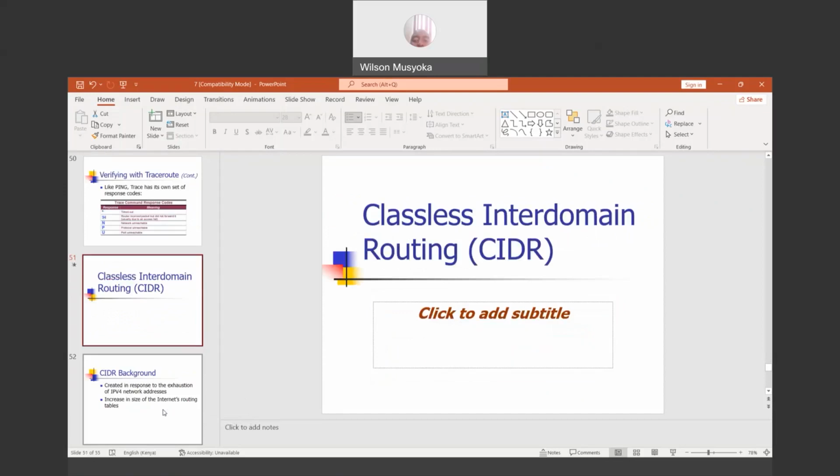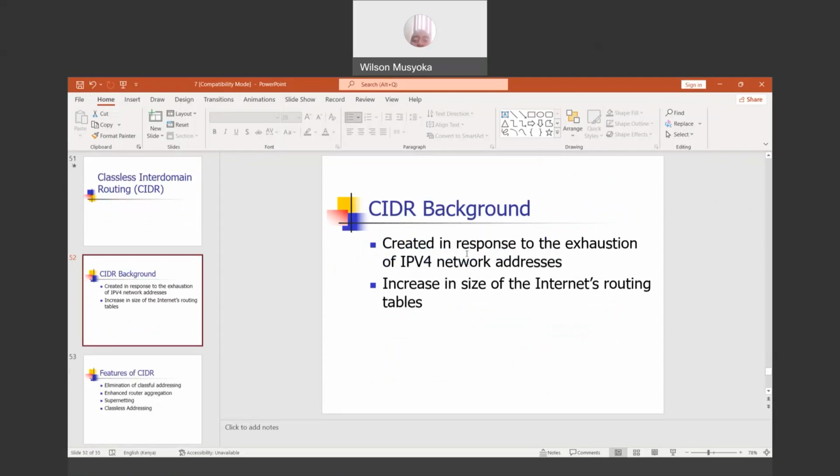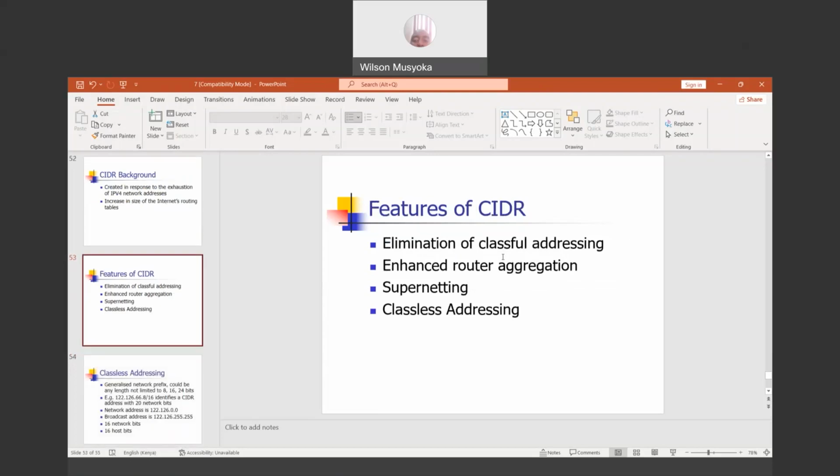And then we have the classless interdomain routing. When we are talking about classless interdomain routing, it means that the IP version 4 network addresses have been exhausted, and then you need to increase the size of the internet's routing tables. And so, how do you do that? It does that by using the CIDR, the classless interdomain routing, something we will cover in our next class.